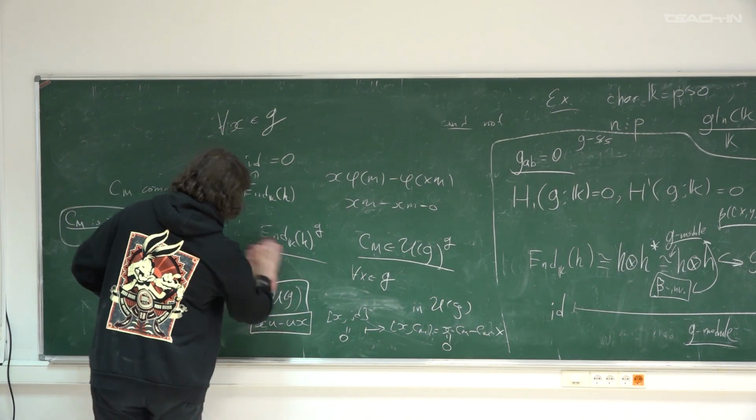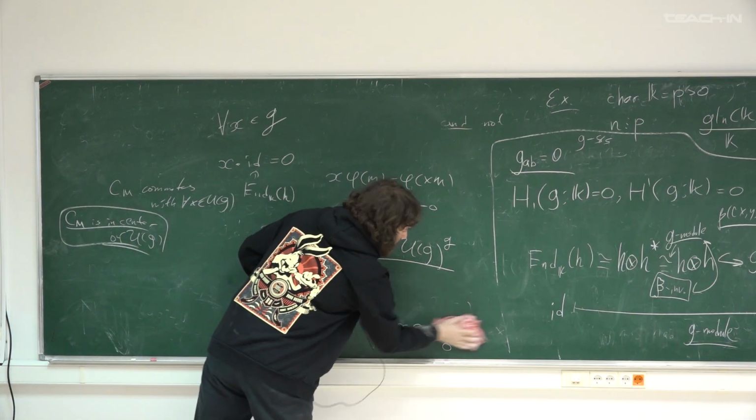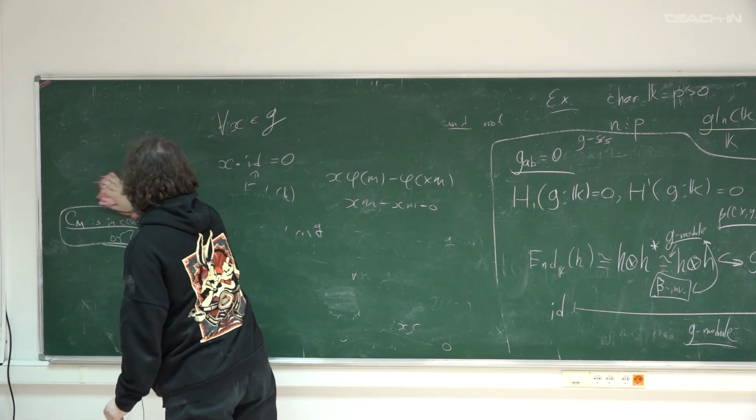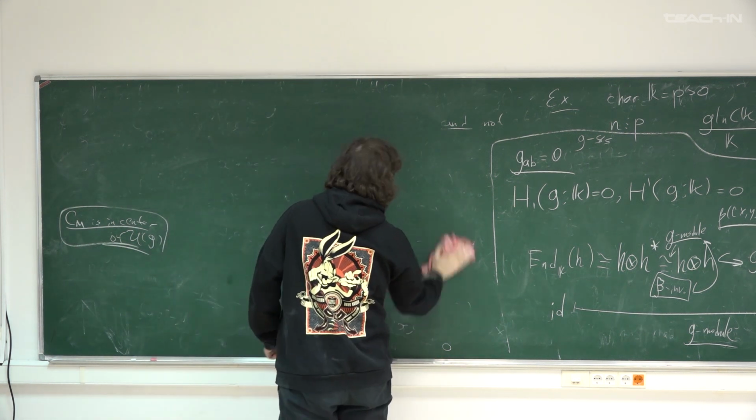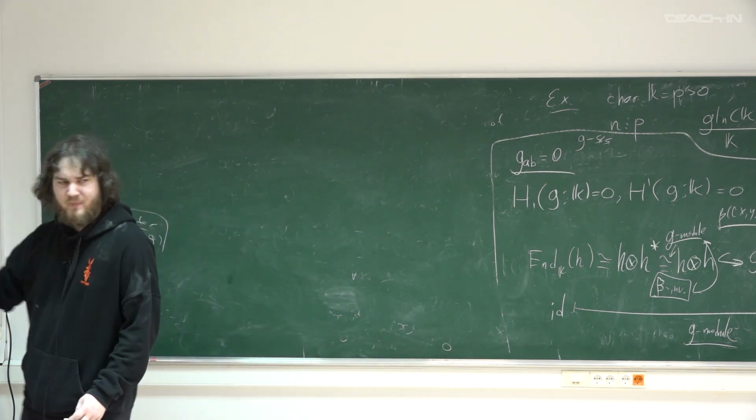Okay. We constructed some central element, the Casimir element of a module. For any module, we construct some central element in the enveloping algebra.